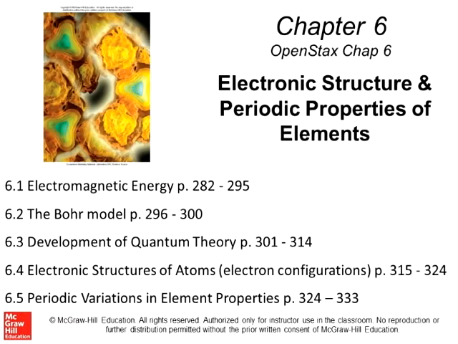In this chapter, we will look at electromagnetic energy. We will look at the Bohr model and theories related to it. We will also look at development of quantum theory. We will look at electronic structures of atoms, and specifically we will learn about electronic configuration. We'll also look at periodic variations in elements and properties based upon the periodic table. These topics will be covered, however, they might not be covered in this order.